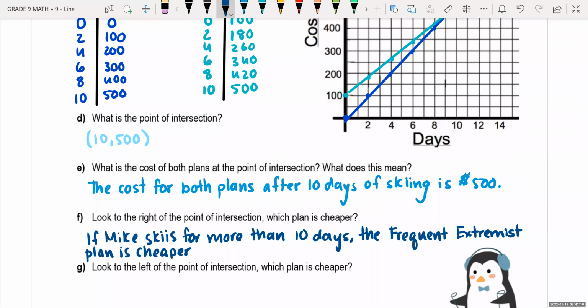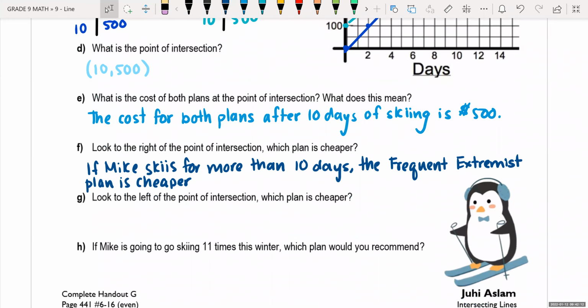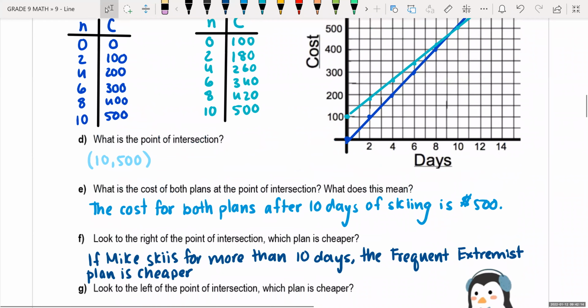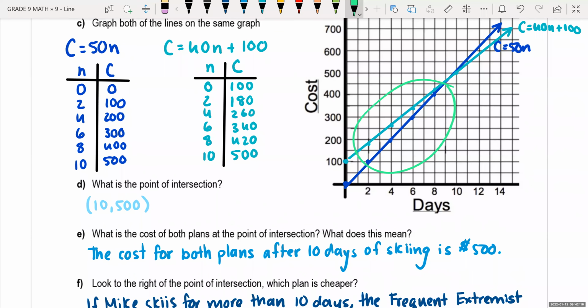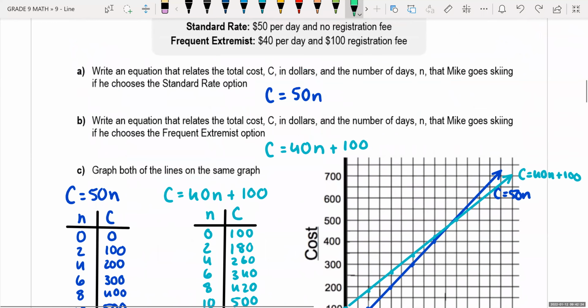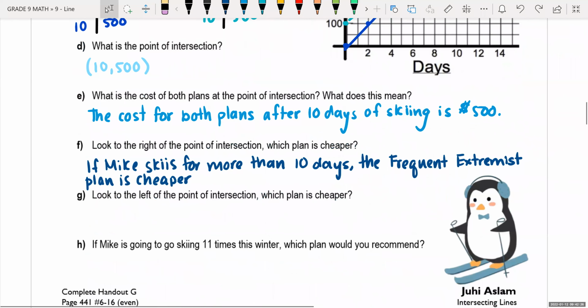And then for the next one, it says look to the left of the point of intersection, which plan is cheaper. So now we're looking at this part right here. And that means if Mike skis for fewer than 10 days, then this standard, I always forget the name, what's that? Standard rate is cheaper. So let's write that down as well.